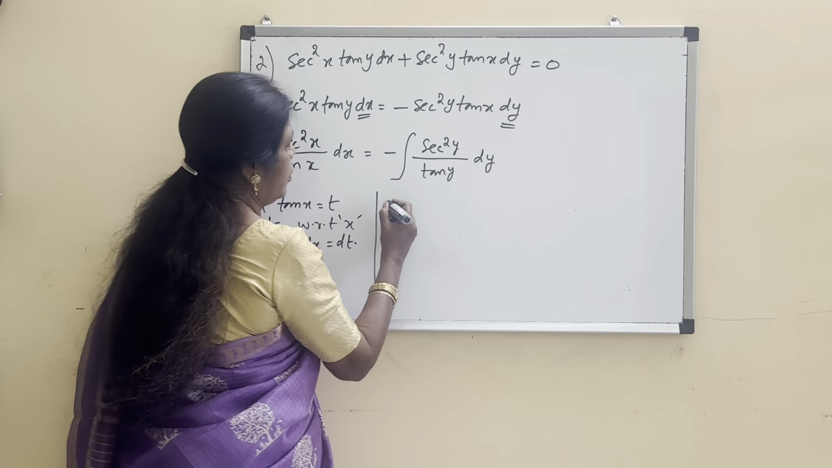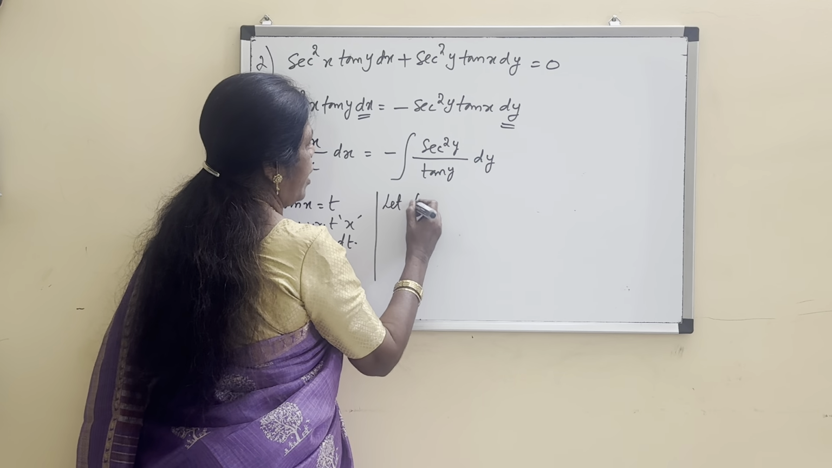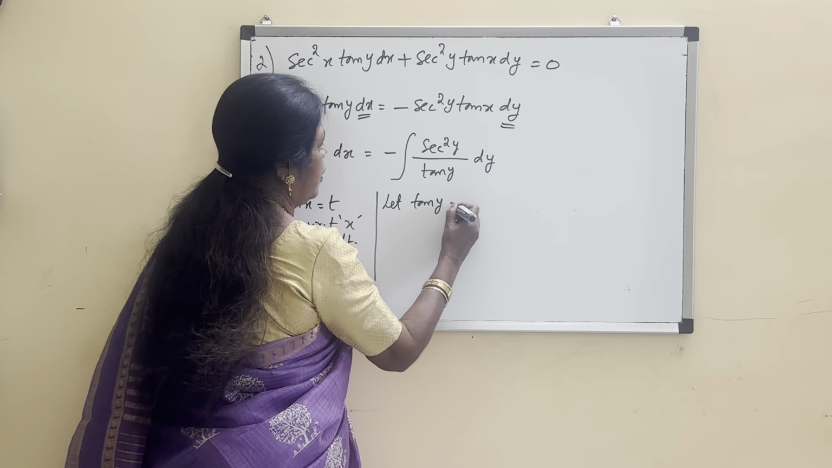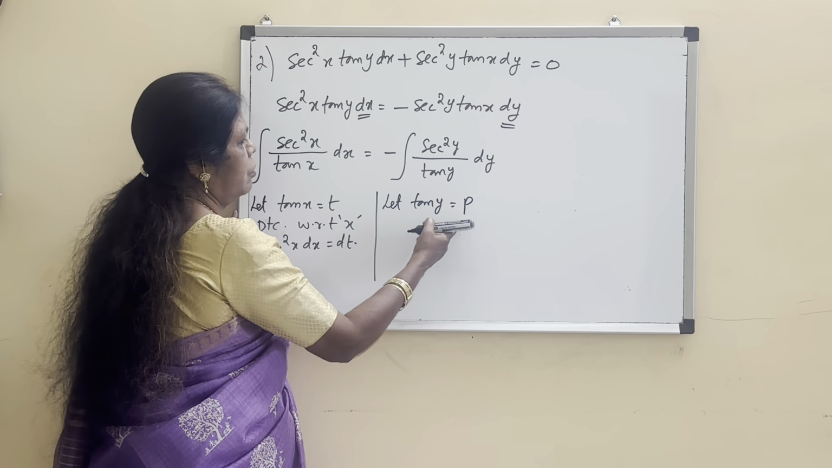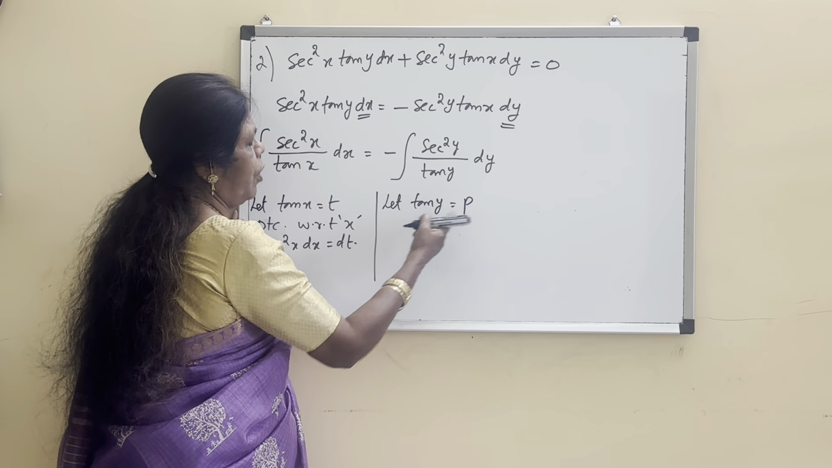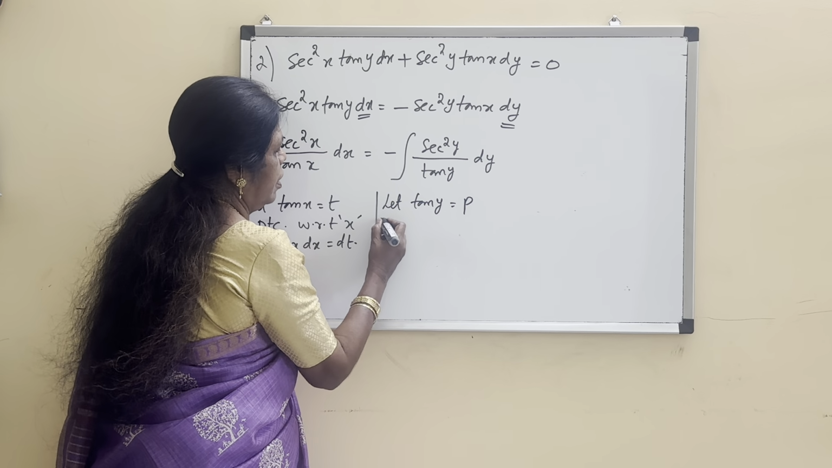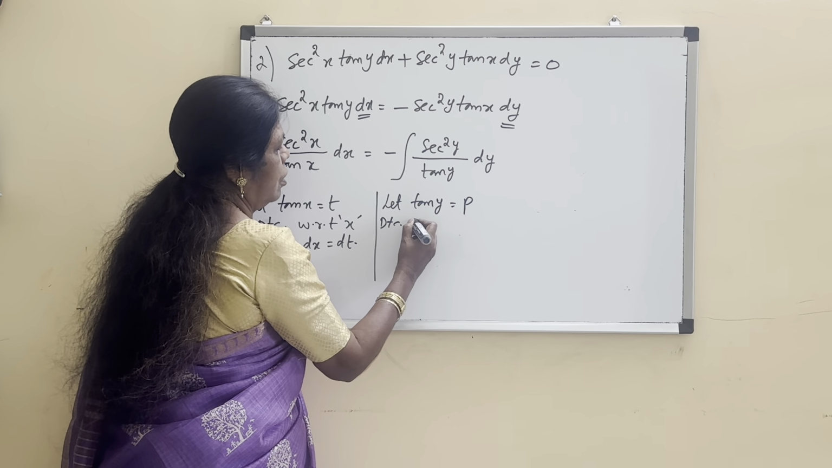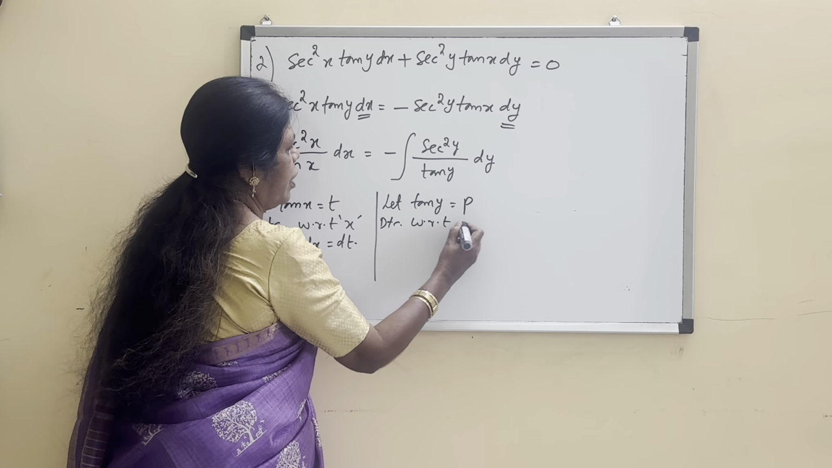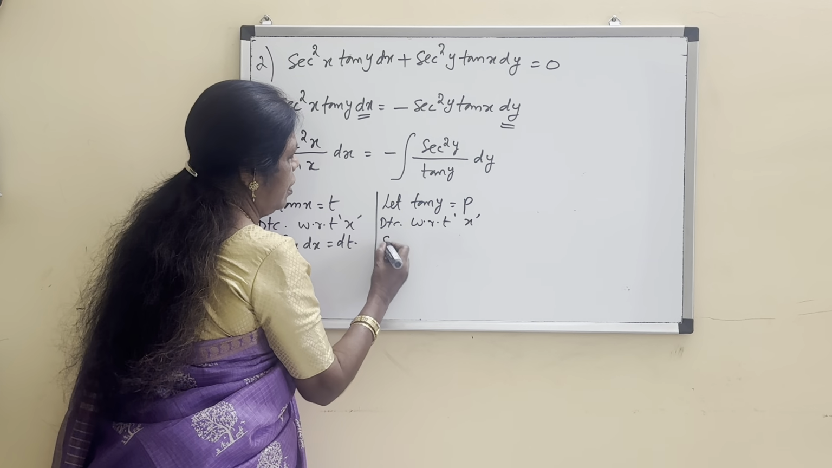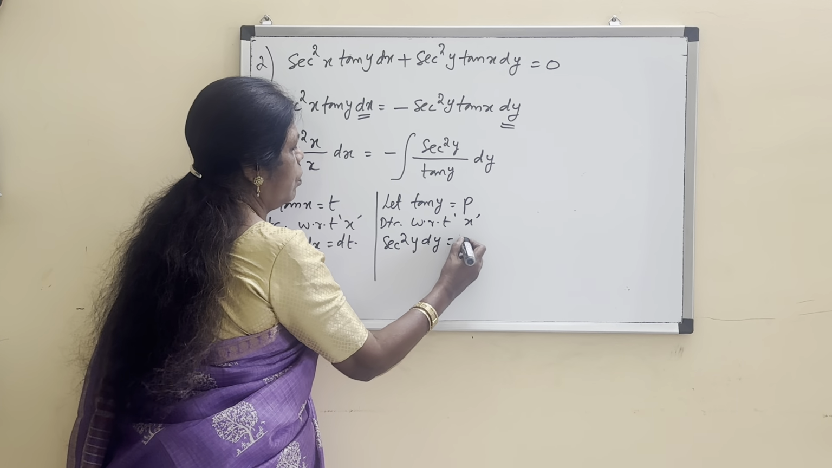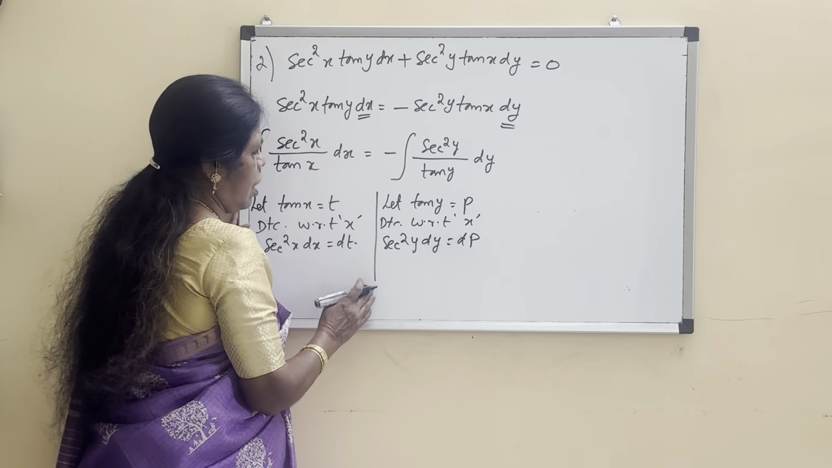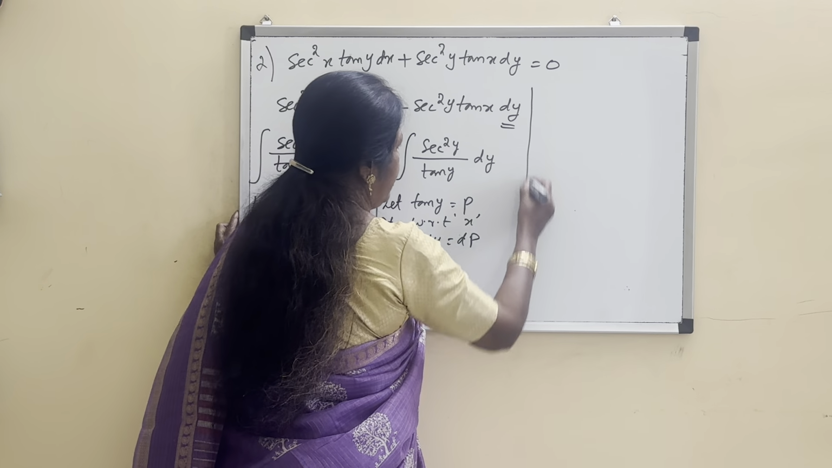This side, let tan y is equal to p. Here we are using the variable t, so we are going for p, the letter p. Differentiating with respect to x, which will be secant squared y dy equal to dp. Right, now I am going to substitute it.